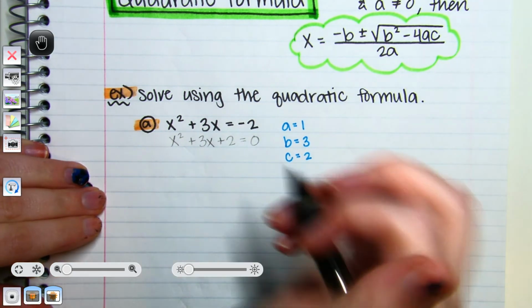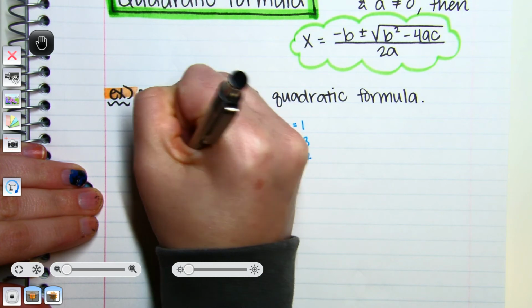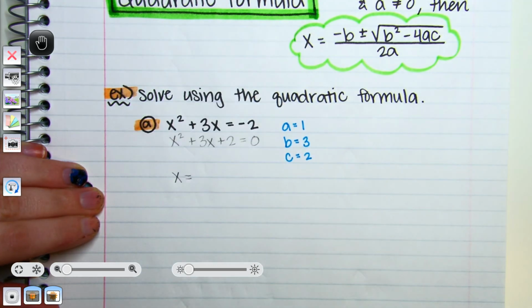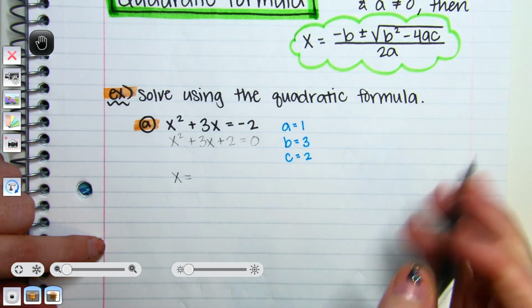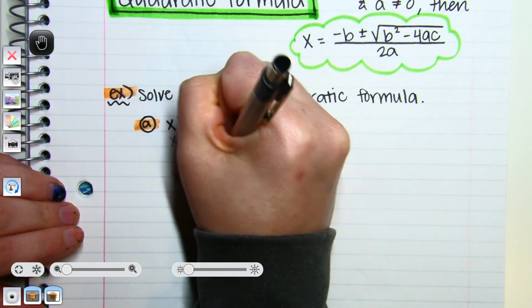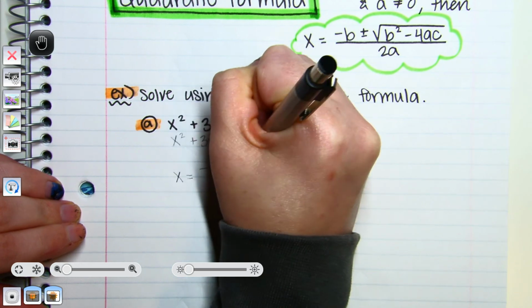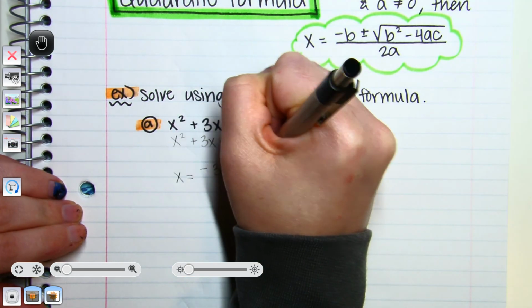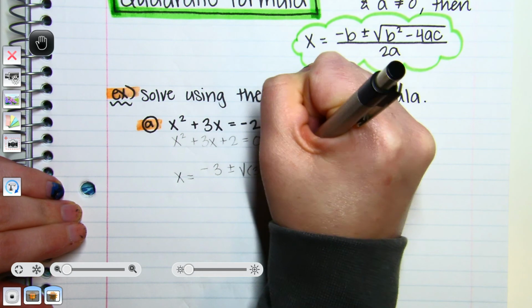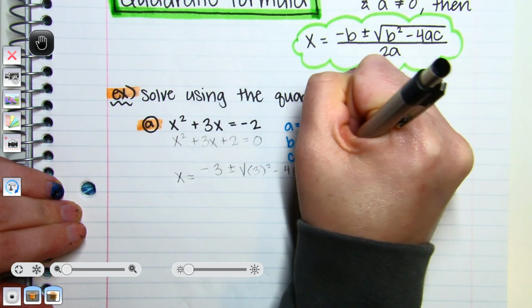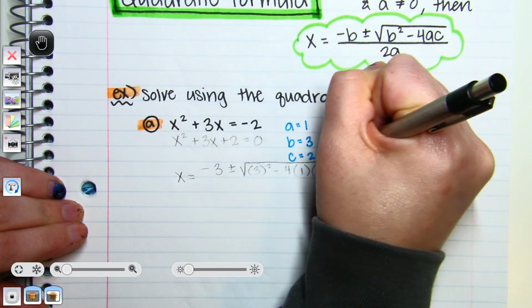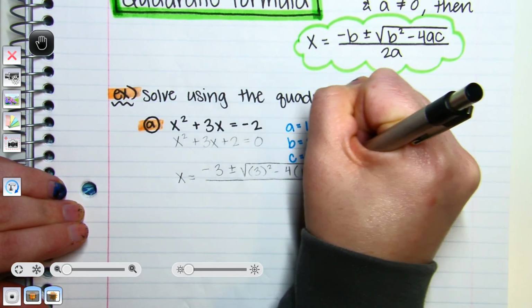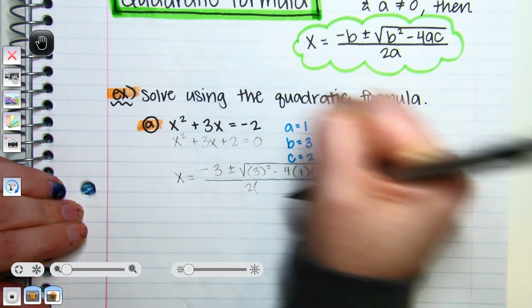All right, now for the sake of spacing and writing this nicely, I'm going to write this between two lines so that my numerator goes on one line, denominator's on the other line. So negative B, so negative 3, plus or minus the square root of B squared, so 3 squared, minus 4 times 1 times 2, so 4AC, all over 2A, so 2 times 1.